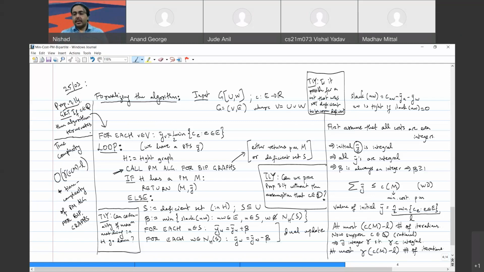All right, so we will see that other algorithm in the next lecture on Monday. For now, I just want to go to the perfect matching algorithm for bipartite graphs and look at its time complexity. All right.